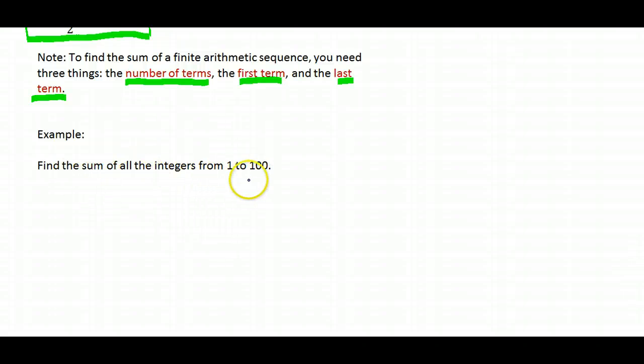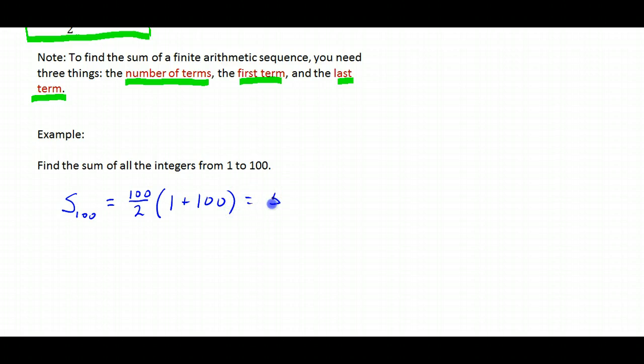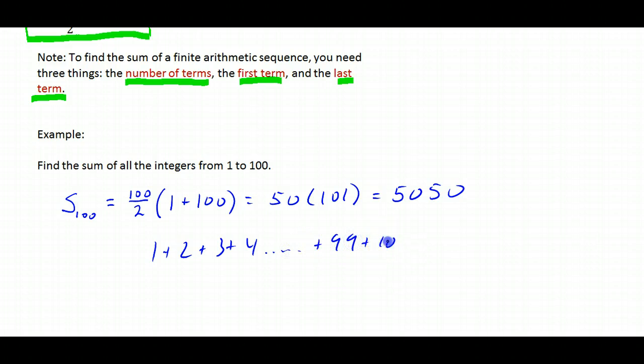Find the sum of all the integers from 1 to 100. So the sum of the 100 integers from 1 to 100 is the number of terms over 2 times the first term plus the last term. And that works out to 50 times 101, which is 5,050. So if I added up 1 plus 2 plus 3 plus 4 all the way to 100, that would equal 5,050.